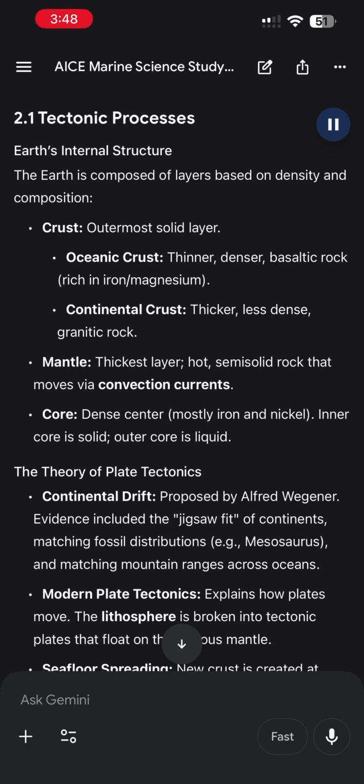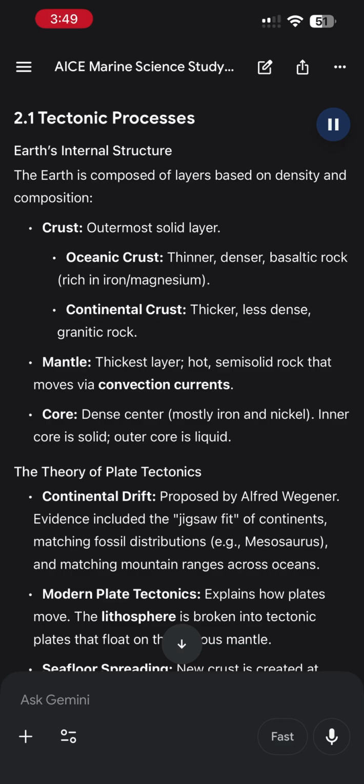2.1 Tectonic Processes. Earth's internal structure. The Earth is composed of layers based on density and composition. Crust, the outermost solid layer. Oceanic crust: thinner, denser, basaltic rock, rich in iron and magnesium. Continental crust: thicker, less dense, granitic rock.